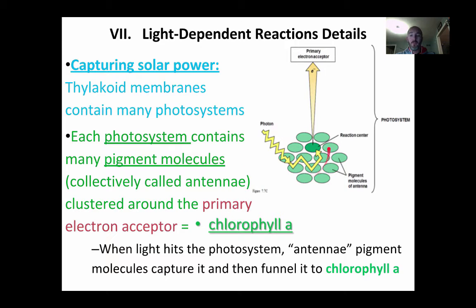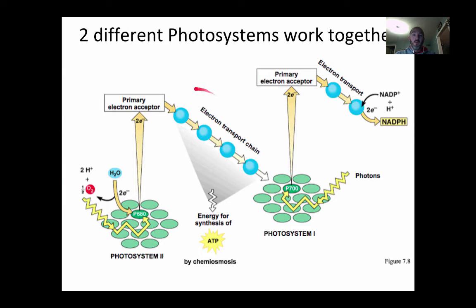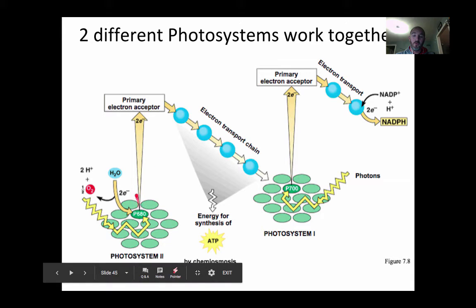So when light hits this photosystem, then this antenna will direct all of that energy towards that primary electron acceptor in the photosystem, which would be chlorophyll A. All right, so we know that two different photosystems will actually work together to make this happen. The first one here is photosystem 2.